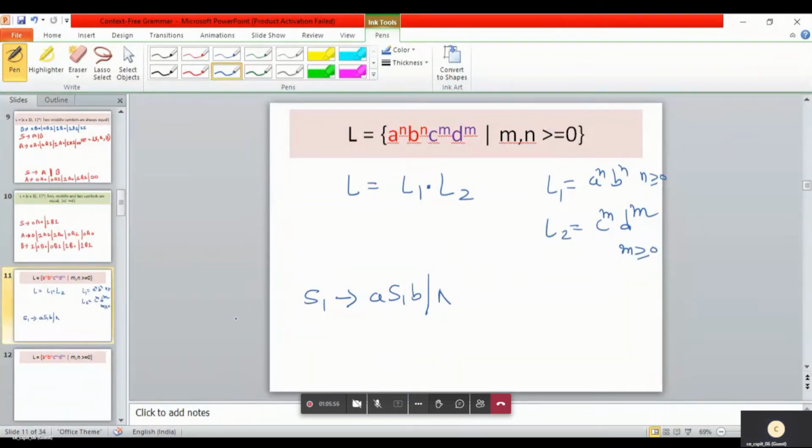And for the L2 language, I can write a grammar: S2 gives C S2 D or null.